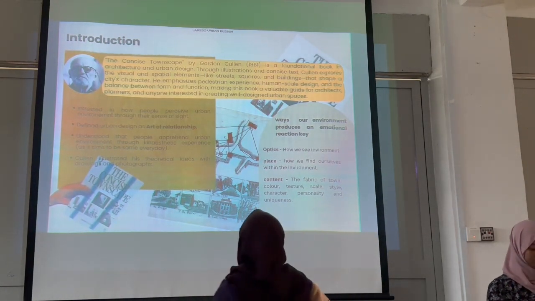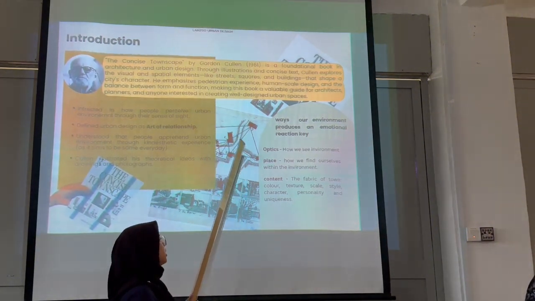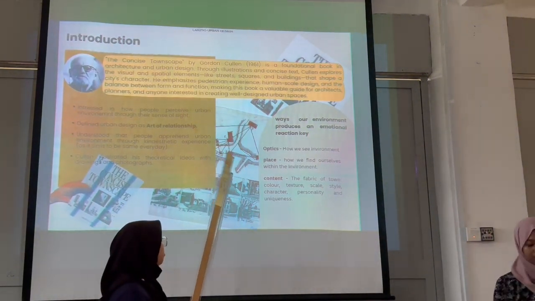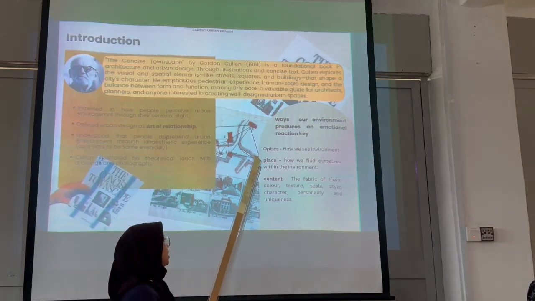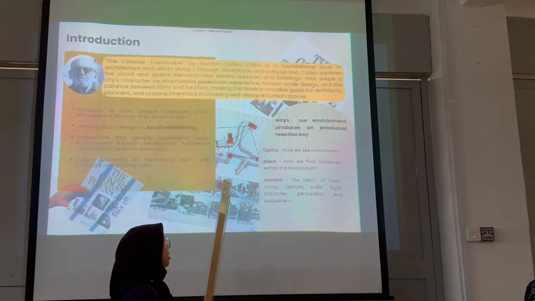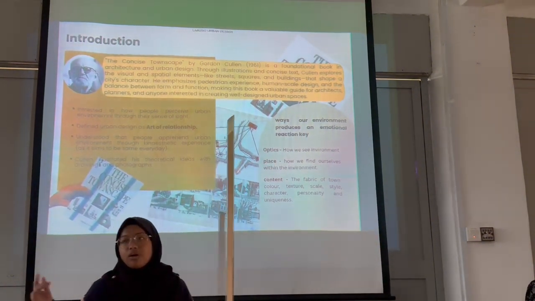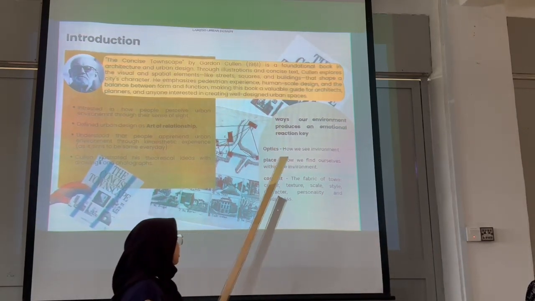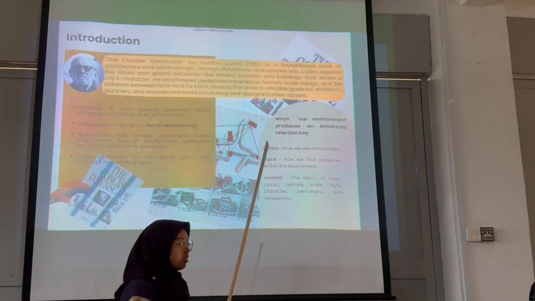This is what Cullen points out in his book, which has three points: optics, place, and content. This is the big point that Cullen wants to say. Optics is about how we see the environment, place is how we find ourselves within the environment, and content is the fabric of the town around us that we can see, which is color, texture, scale, style, and more than anything else. So, next slide.